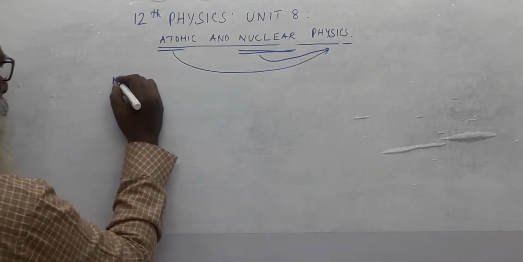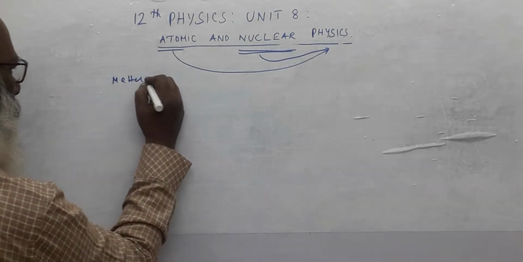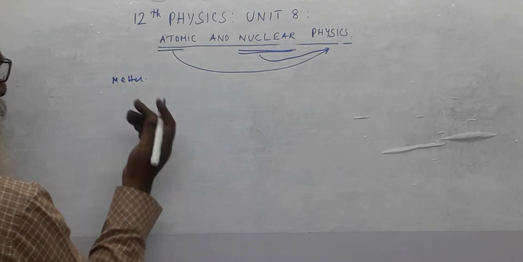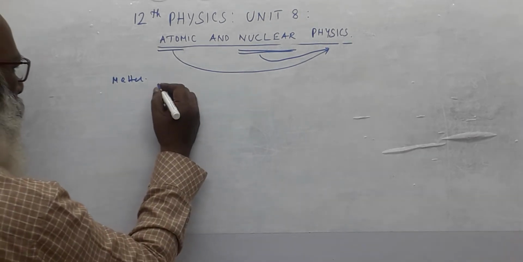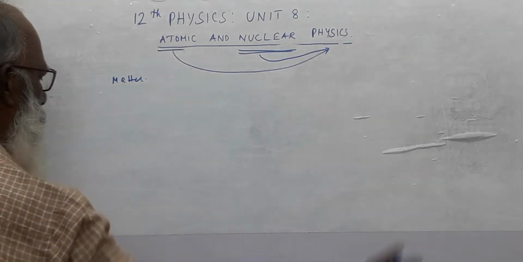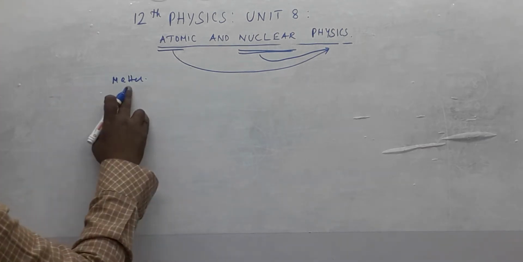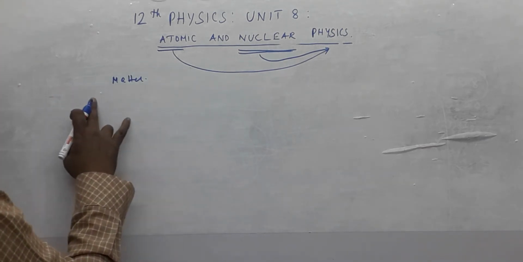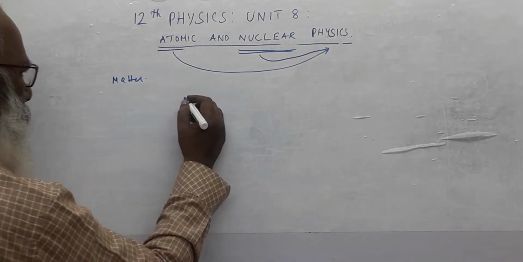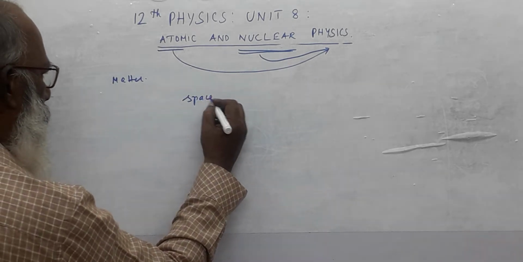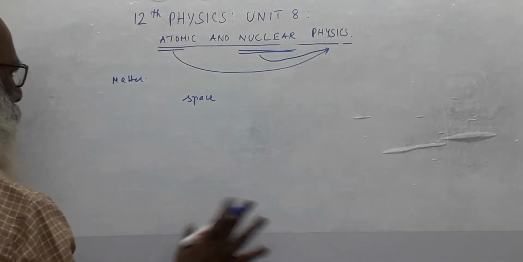What is meant by matter? Matter is nothing but that which occupies space. That's all. That which occupies space is called matter.